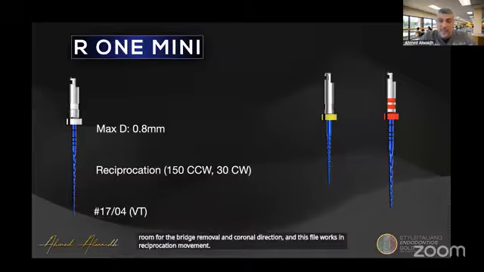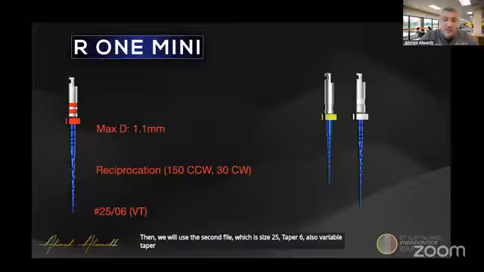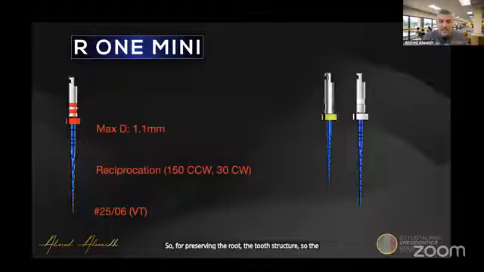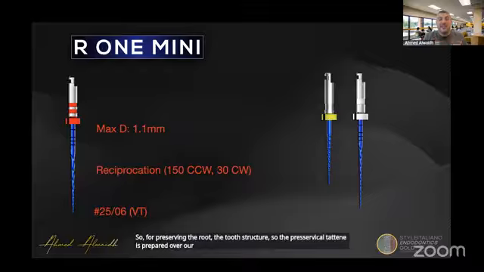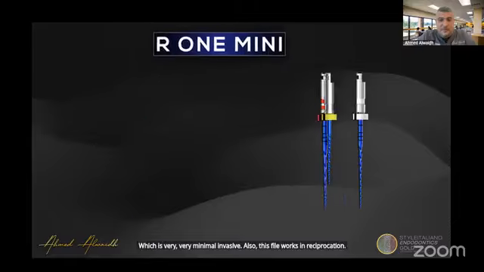Then we will use the second file, which is size 25, taper 6, also variable taperness, and also the maximum diameter is 1.1. So for preserving the tooth structure, the pericervical dentine is preserved, as our orifice diameter is 1.1 millimeter, which is very, very minimally invasive. Also, this file works in reciprocation movement.